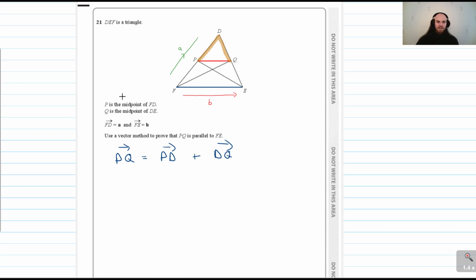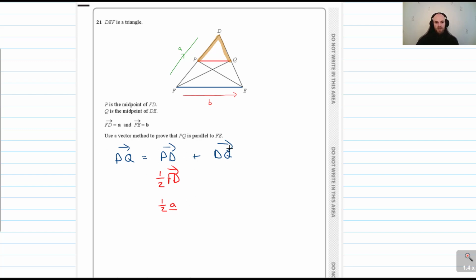And as it tells us that P is the midpoint of FD and that F to D is vector A, we know that P to D is going to equal half of A. So I'm going to put this in, it's going to be half of F to D, which is going to equal a half of A. So this part is taken care of.